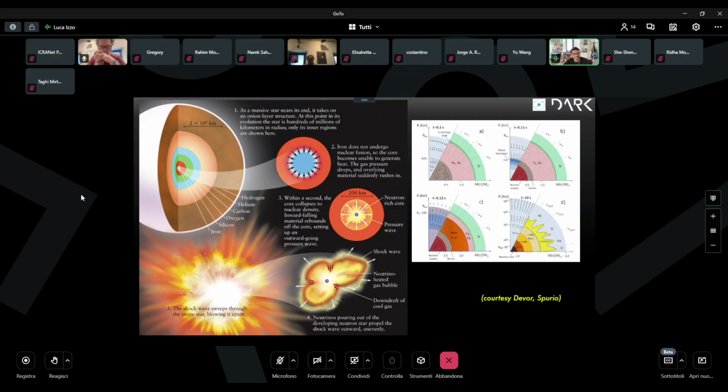So in a few seconds, maybe a fraction of a second, the iron core collapses because it cannot sustain the gravitational pressure. The star will collapse, generating a proto-neutron star. But this collapse generates a neutron star that is so dense that the external layers that fall down onto the core will rebound. But at the same time, this rebound will not lead to an ejection of the material, because the gravitational energy is so high that we cannot have the ejection of the supernova.